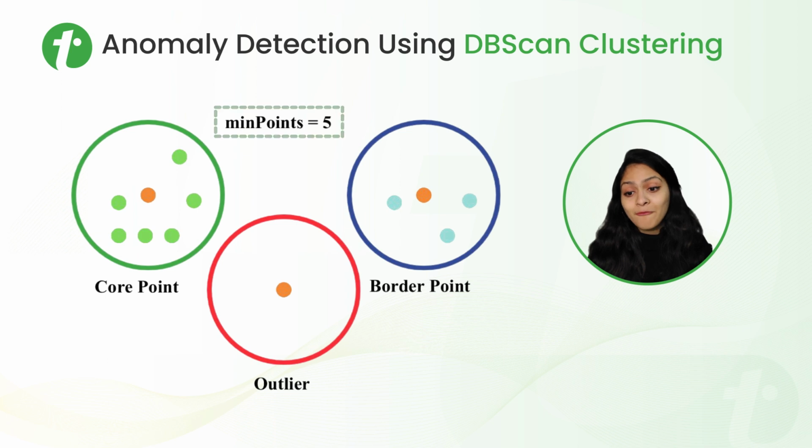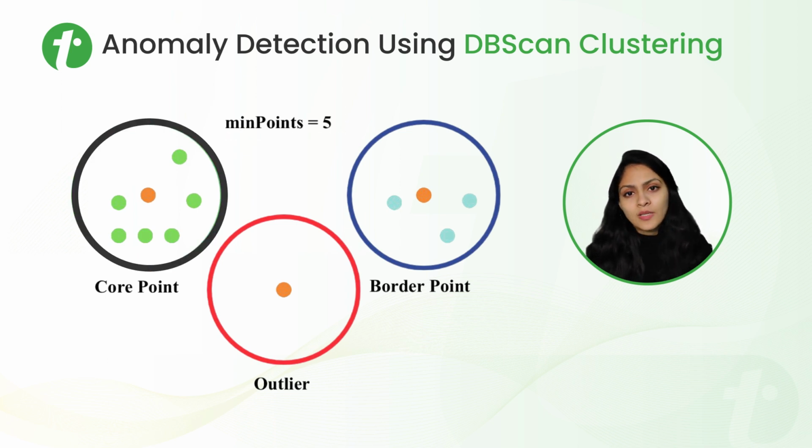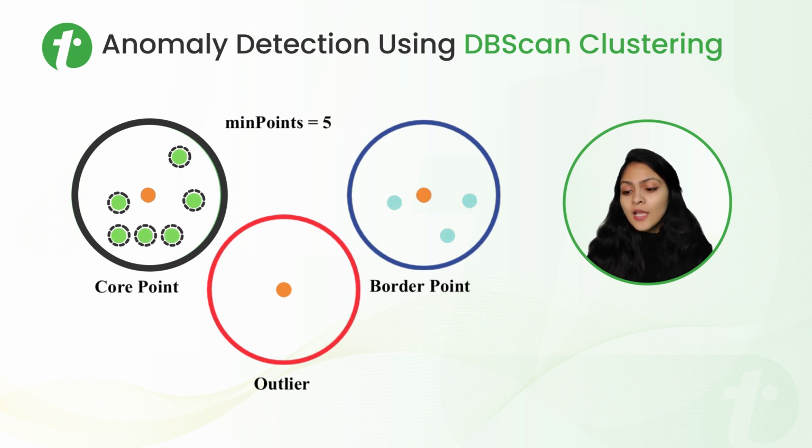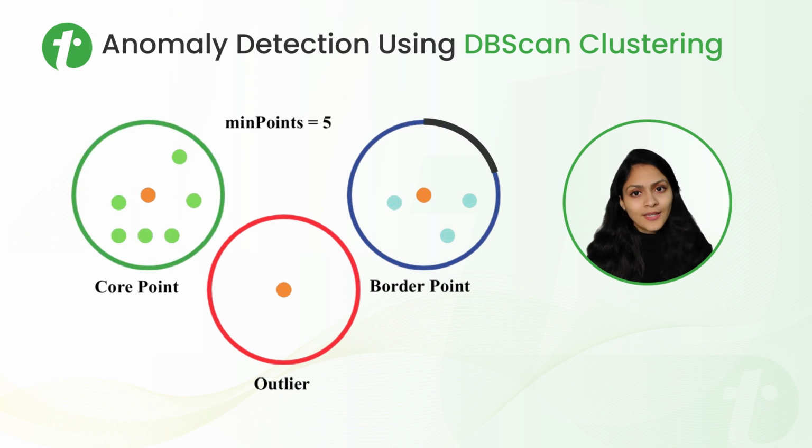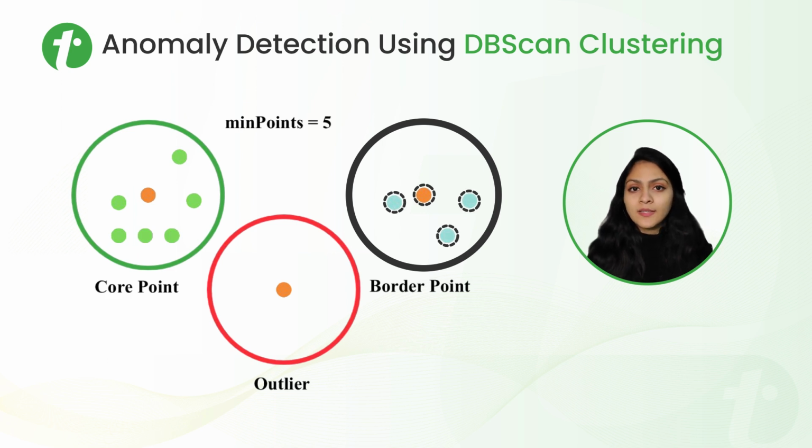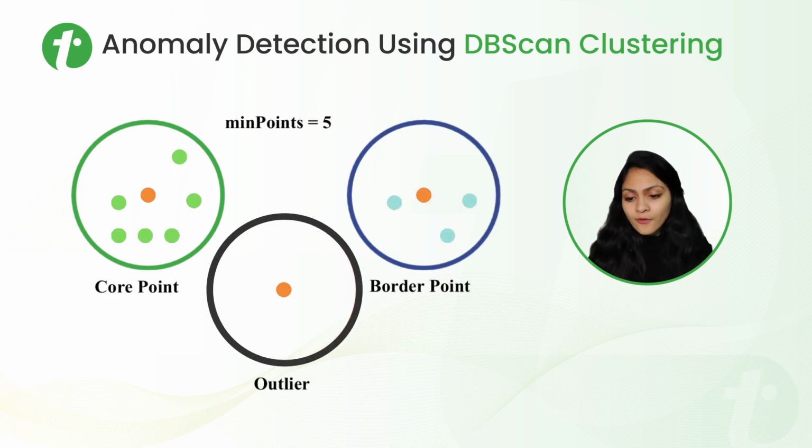Let's say we have a min points value equal to 5. For the first circle, which has some epsilon radius, here are 1, 2, 3, 4, 5 and 6 points. That means this point is a core point. For the second circle, the blue circle, we have 1, 2, 3 points. That is less than min points, so this point will be considered a border point. And for the third circle, the red circle, we have no data point inside the circle, so this point will be considered an outlier.